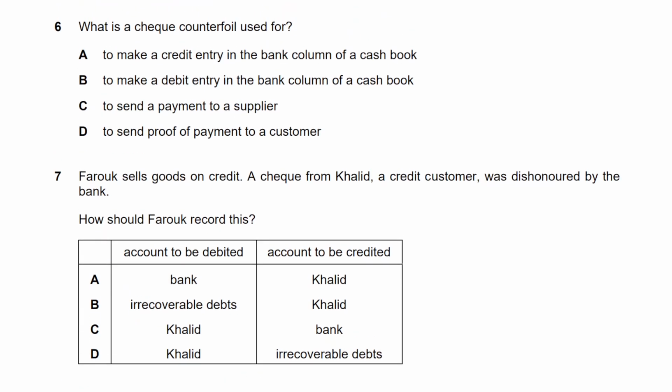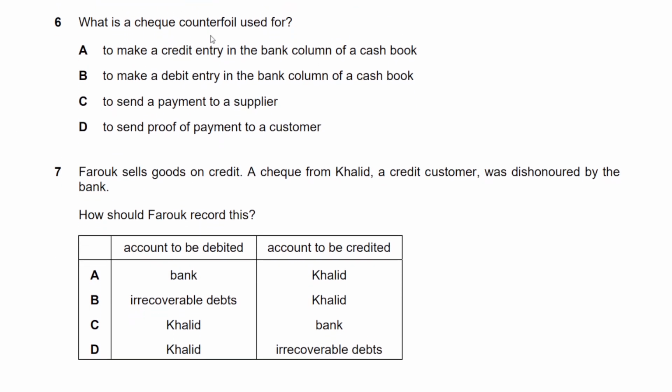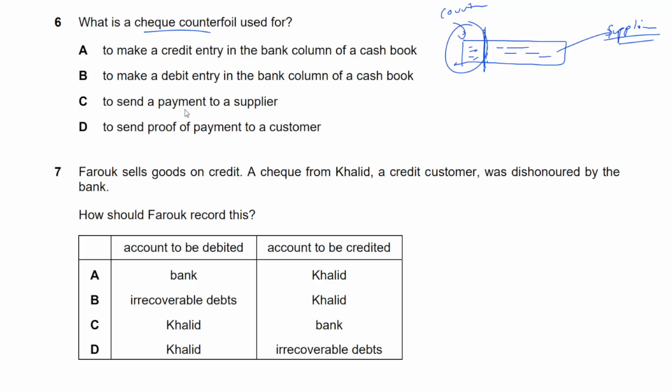Done. Number 6. What is a check counterfoil used for? I saw this question in the previous video as well. You can go watch the previous video, Paper 1 October-November 2021. Check counterfoil is that part of the check which is kept with the one who's paying. So when you make a check, you fill in this information, you give the check away to your supplier or whoever you're making the payment to, and this is the part you keep, and this is known as the check counterfoil. This counterfoil is what you keep while making a payment. So this stays in your checkbook.